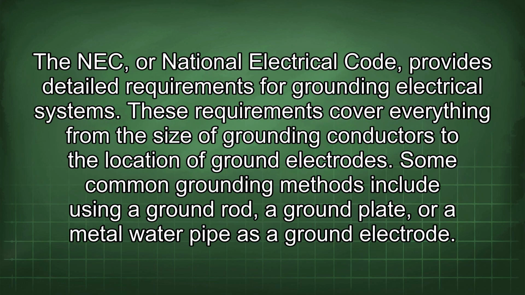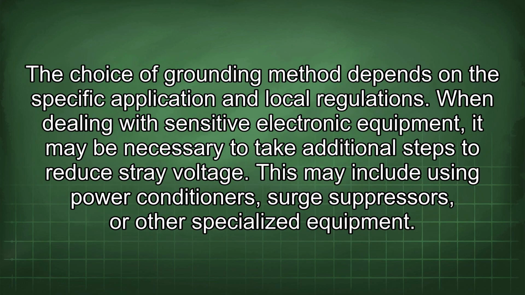The NEC, or National Electrical Code, provides detailed requirements for grounding electrical systems. These requirements cover everything from the size of grounding conductors to the location of ground electrodes. Some common grounding methods include using a ground rod, a ground plate, or a metal water pipe as a ground electrode. The choice of grounding method depends on the specific application and local regulations.